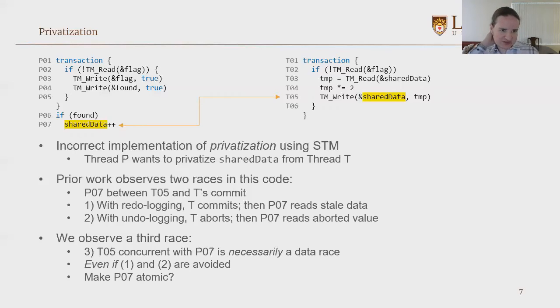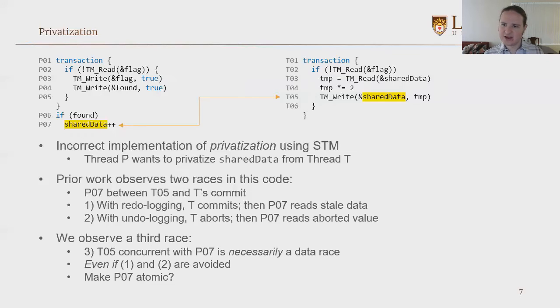In addition to these two existing races, we observe a third race condition. The fact that T can happen concurrently with P is necessarily a data race, even if races 1 and 2 are avoided. Again, this is just because of the way the C++ memory model is defined. If you have concurrent accesses to a variable, and one of them is not atomic, then it's a race. So T may be treating it as an atomic variable because it's at a point in time where it expects it to be shared and written by other threads, but P has privatized it, so it's not using it as an atomic variable.